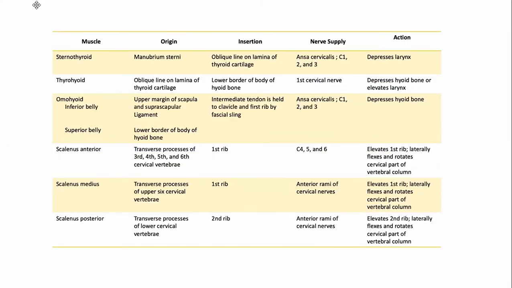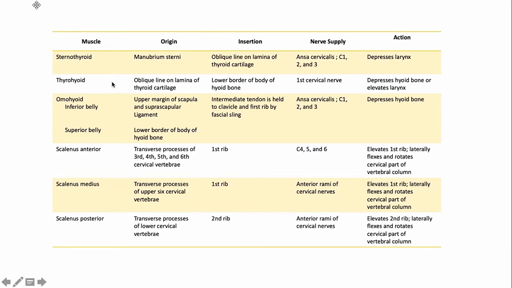The sternothyroid origin is from the manubrium sterni. It is inserted into an oblique line on the lamina of the thyroid cartilage. The nerve supply is from the ansa cervicalis, C1, C2, and C3. The action is to depress the larynx.